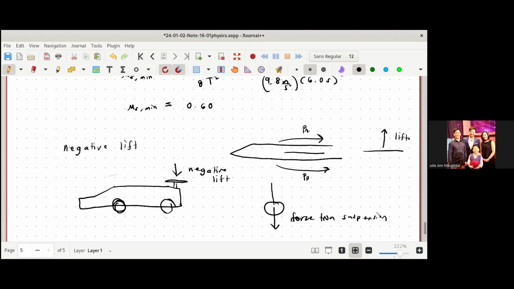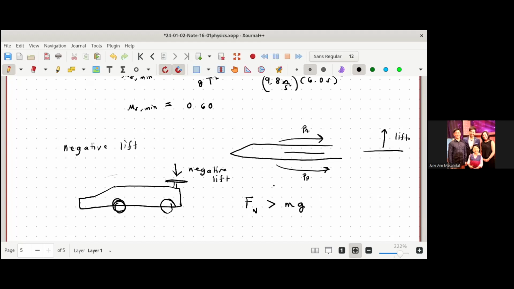Tapos yung force from suspension nagiging mas malaki kaysa kapag walang negative lift. Which means the normal force, because of the presence of negative lift, yung normal force is going to be greater than mg. Yan yung effect ng negative lift. You're using the air so that the normal force from the road acting on the car will be greater than mg kapag level ground.